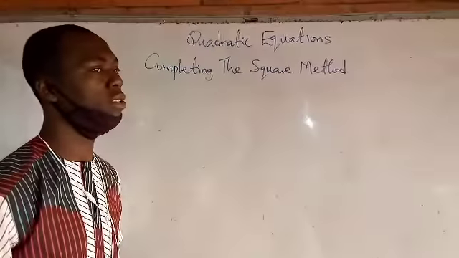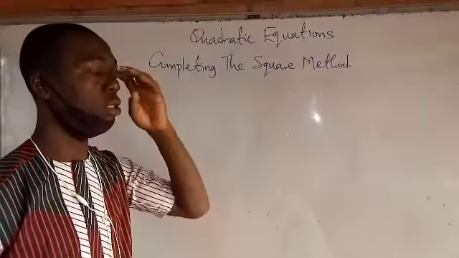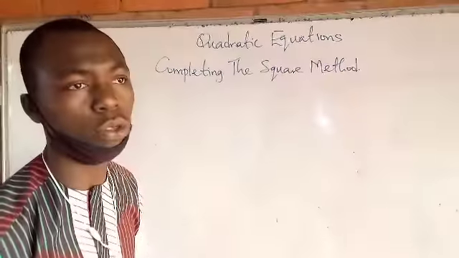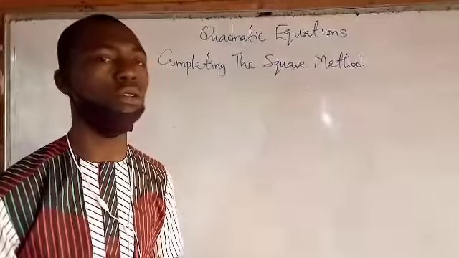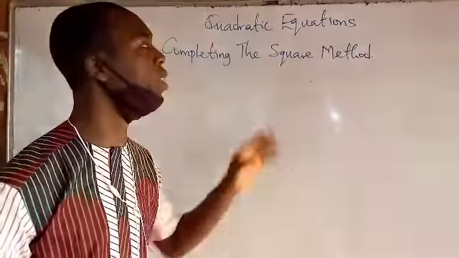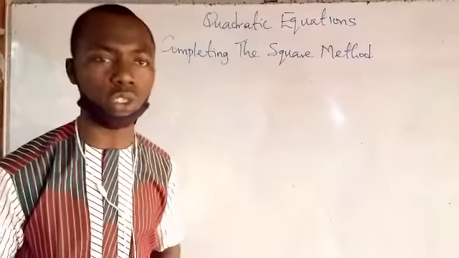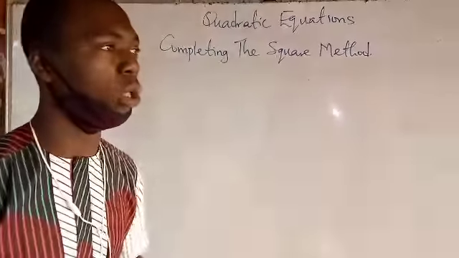In our previous lesson on quadratic equations, we talked about the factorization method and looked at some examples on how to use it to solve quadratic equations. So this morning we are going to talk about the completing the square method. This is another method of solving quadratic equations.